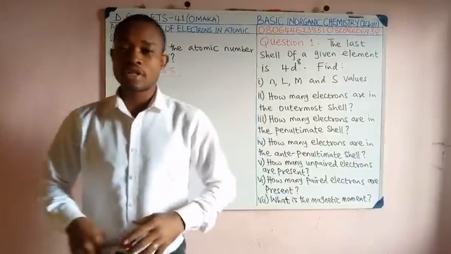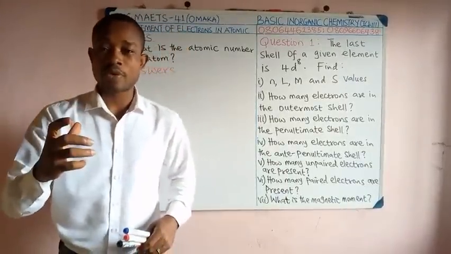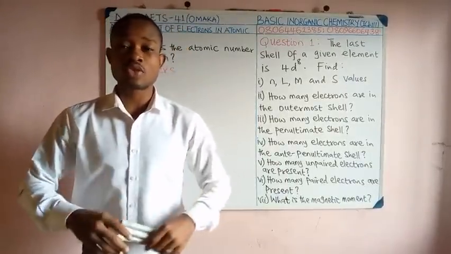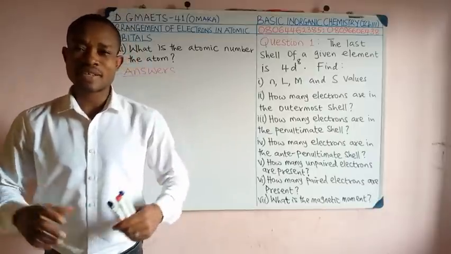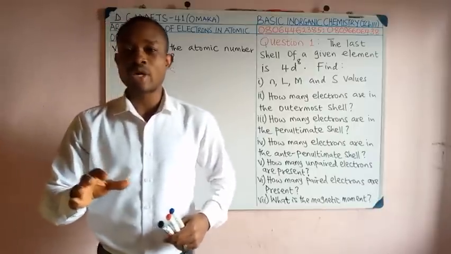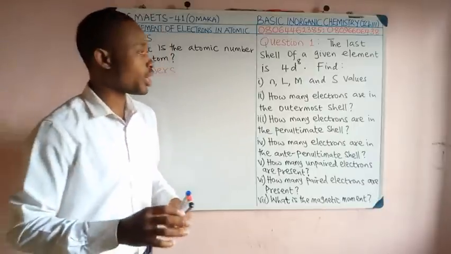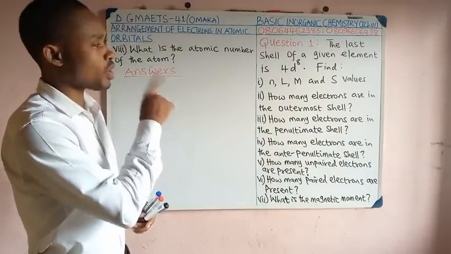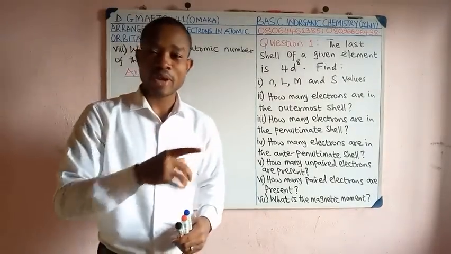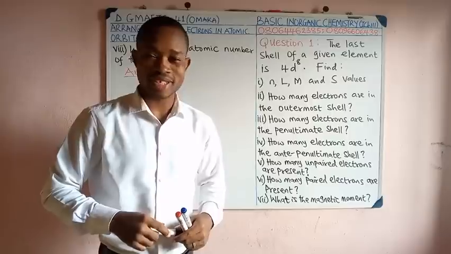So having considered the quantum numbers, the principles of arranging electrons into atomic orbitals, and of course the magnetic moment of an atom, we now want to apply all this knowledge that we've got already to solve this problem here on the board. Alright, so please come along with me, let us do this together.